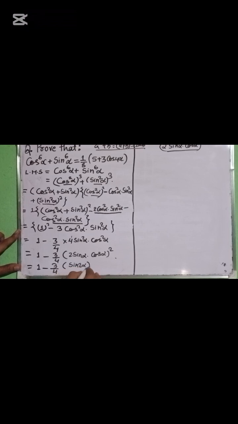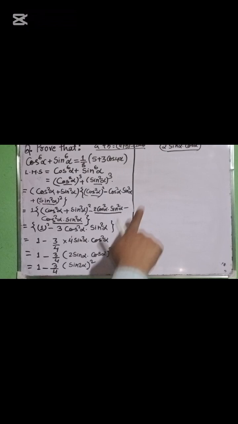This is sine 2 alpha whole square, because as I have written first also, 2 sine alpha cos alpha means sine 2 alpha, that we have written as sine 2 alpha and whole square here. Then now, look here.